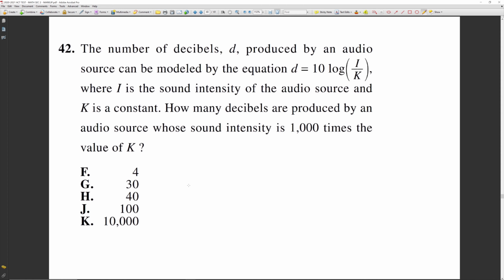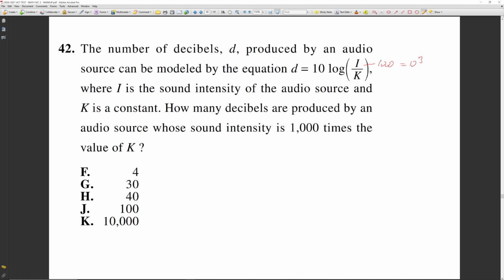To the moon. 42. The number of decibels D produced by an audio source can be modeled by the equation D equals 10 log I over K, where I is the sound intensity of the audio source and K is a constant. How many decibels are produced by an audio source whose sound intensity is 1000 times the value of K? In reality, this is 1000, and 1000 can be expressed as 10 to the third.